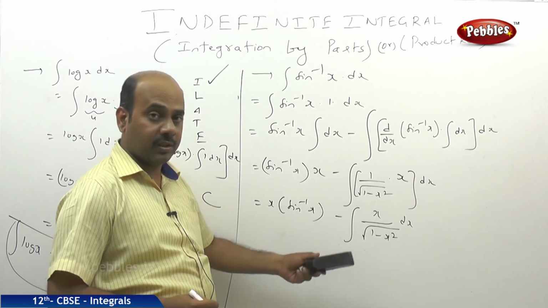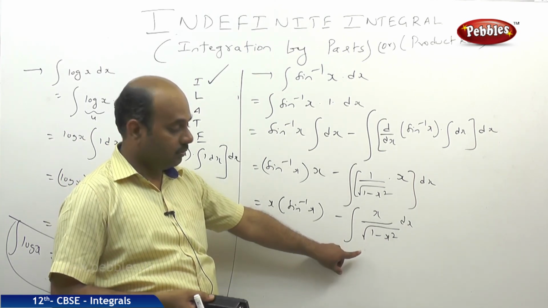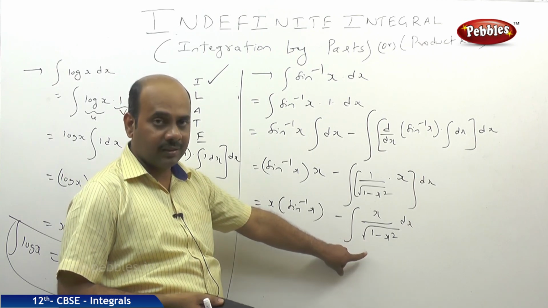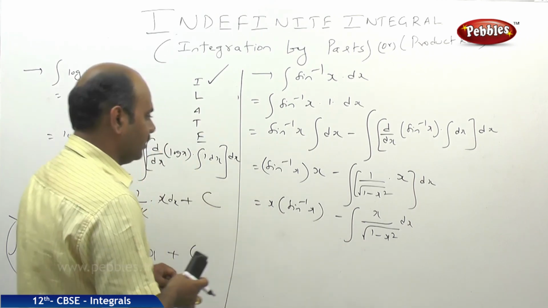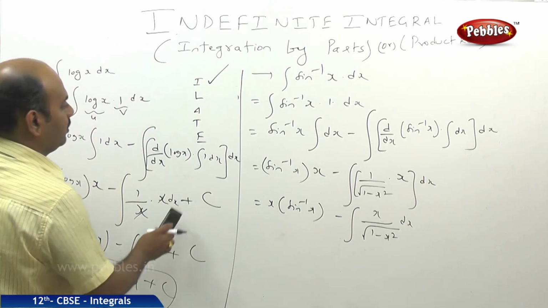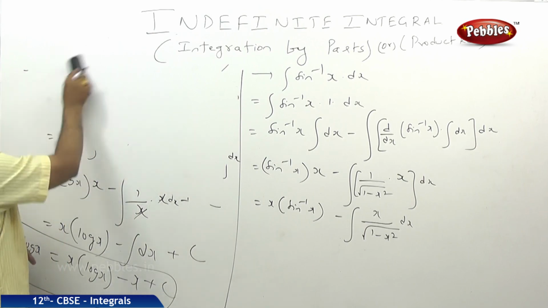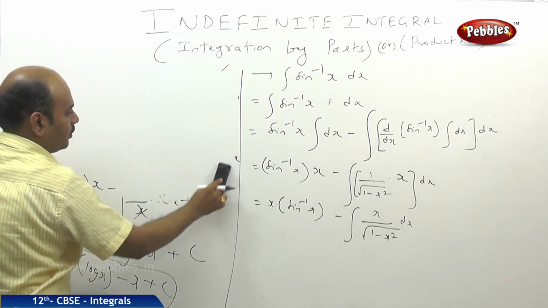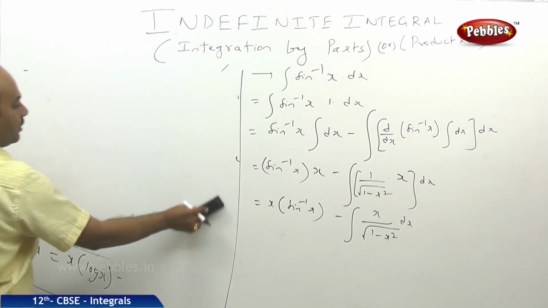For evaluating this particular integral, we need to go for our flashback. We need to go by what method? Substitution method. We need to go by substitution method. For the substitution method, I'll do that particular calculation here in rough. I think you can copy it later. What is that particular integral?